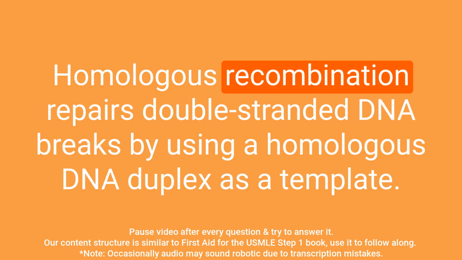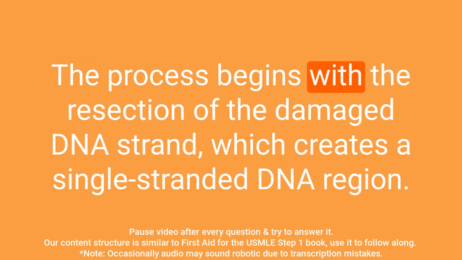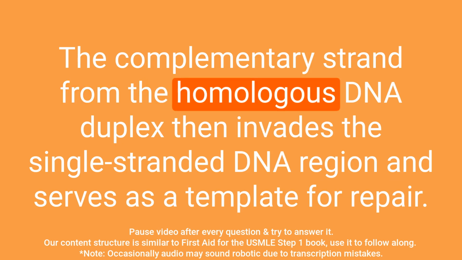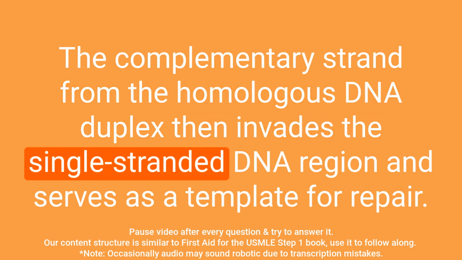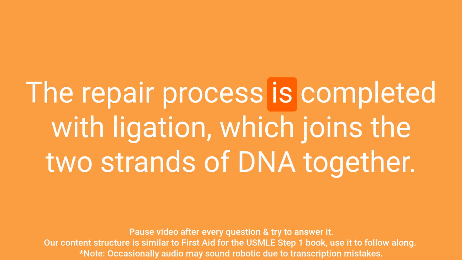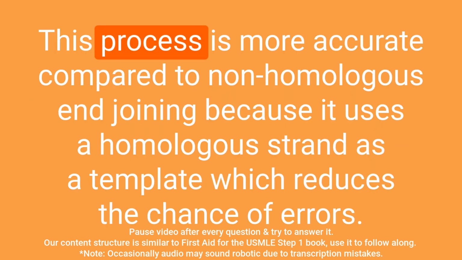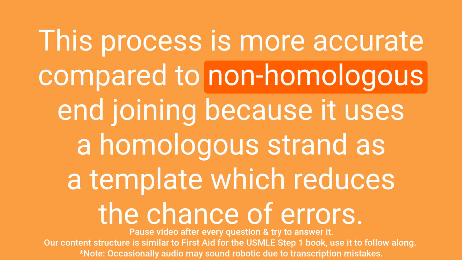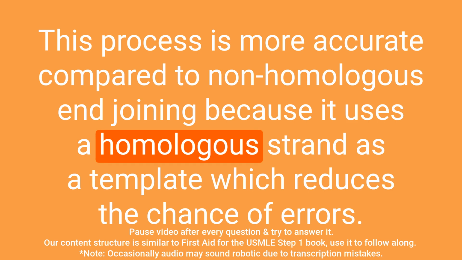Question: How does homologous recombination repair double-stranded DNA breaks? Answer: Homologous recombination repairs double-stranded DNA breaks by using a homologous DNA duplex as a template. The process begins with the resection of the damaged DNA strand, which creates a single-stranded DNA region. The complementary strand from the homologous DNA duplex invades the single-stranded DNA region and serves as a template for repair. The repair process is completed with ligation, which joins the two strands of DNA together. This process is more accurate compared to non-homologous end joining because it uses a homologous strand as a template, which reduces the chance of errors.